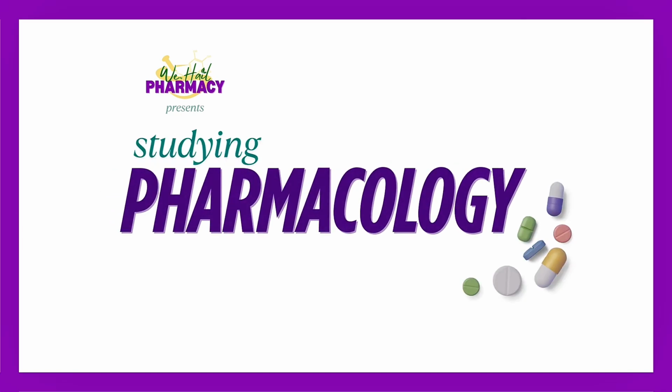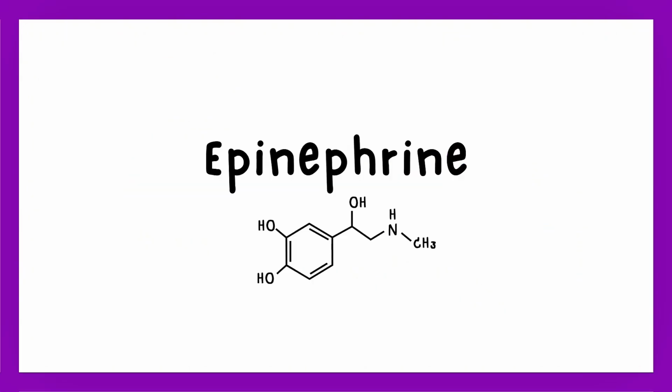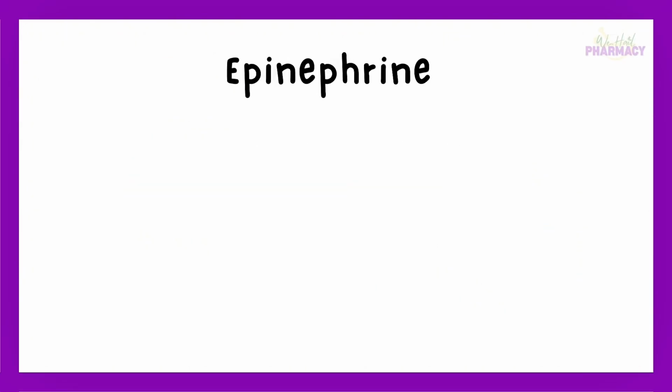Hi guys! Today we're going to learn pharmacology by studying drugs one at a time. And our first drug is epinephrine. So let's get into it. First, epinephrine is called adrenaline. It is a naturally occurring catecholamine that stimulates alpha and beta adrenergic receptors.